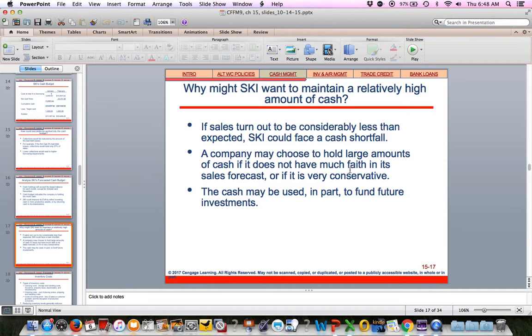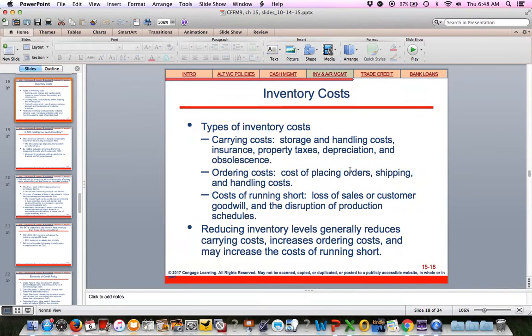Or finally, we're building up to buy something. Maybe we need to buy some property, plant, and equipment type assets, and we want that money sitting there so that we can fund that future purchase. And we don't know for sure what's going on with this company. But those are all possibilities to think about why you would hold cash.